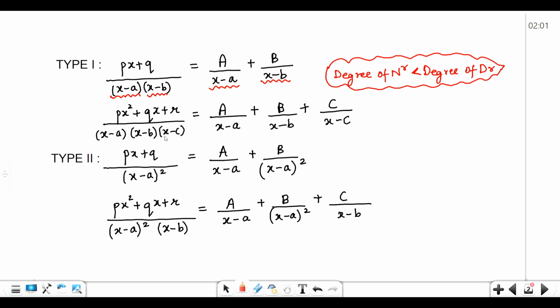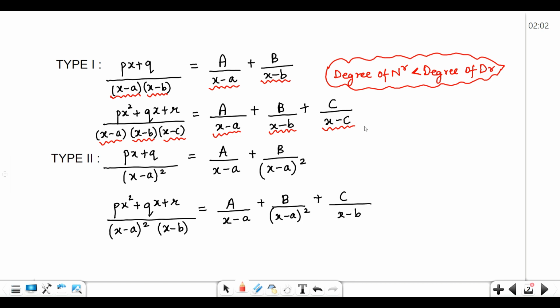Now the second form here is px square plus qx plus r. Here we have three brackets. These three brackets are distinct, totally different from each other. So here it can be written as A upon x minus a, B upon x minus b, and C upon x minus c. Also here we have to find the values of A, B and C, write it over there, and then we have to integrate it.